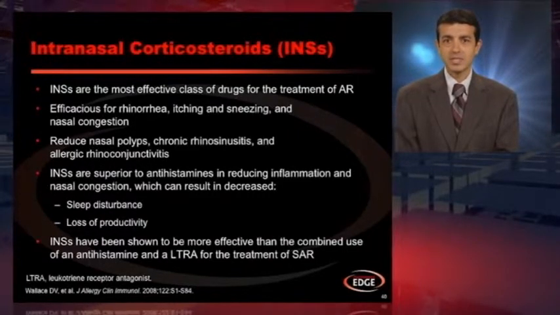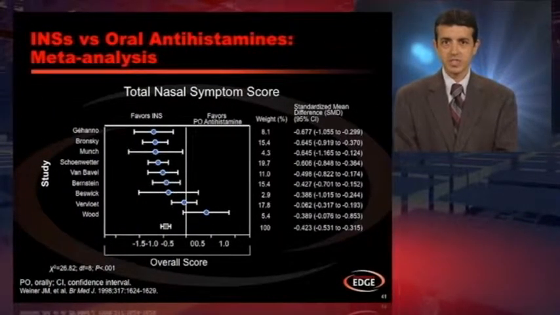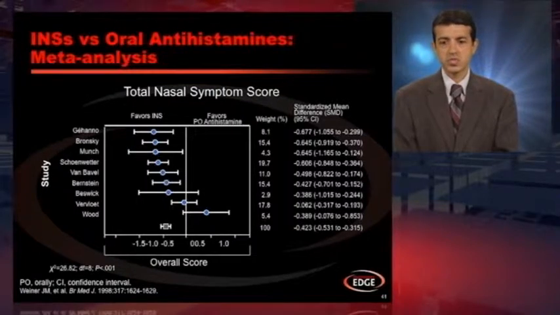This is one of the commonly cited meta-analyses that was performed. For those of you who may not be accustomed to seeing this, anything that crosses the zero line in the middle is a trial that did not show significance in one direction or the other. However, if it's skewed to the left, that favors the intranasal steroid. If it's skewed to the right, it favors the oral antihistamine.